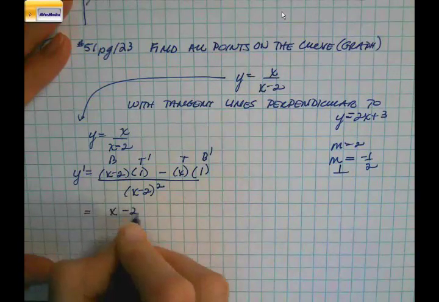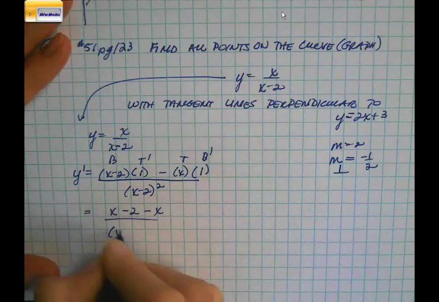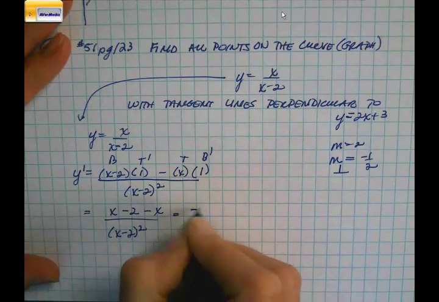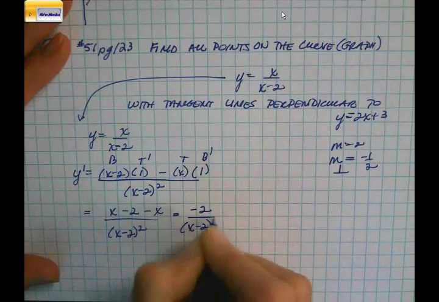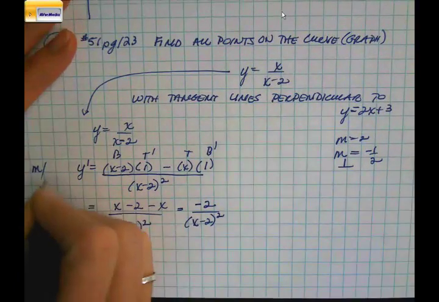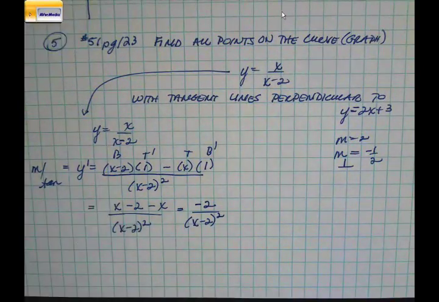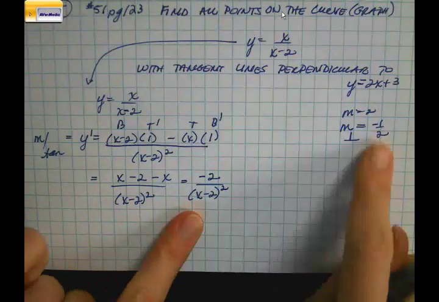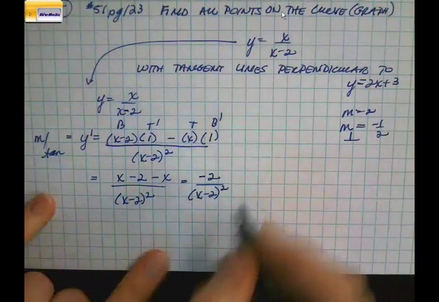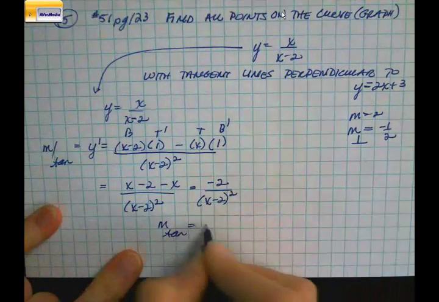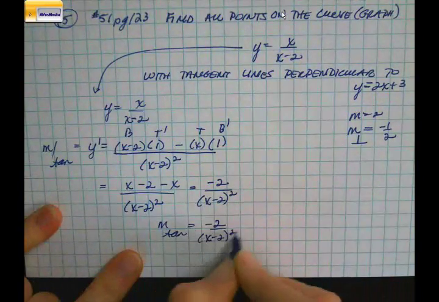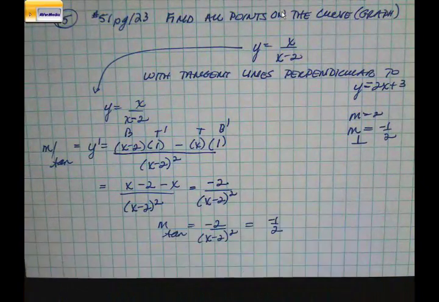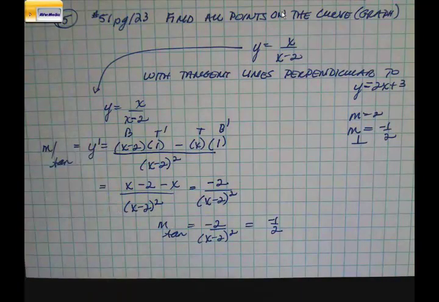So this is x minus 2 minus x over x minus 2 squared, which is just negative 2 over x minus 2 squared. That is the slope of the tangent line anywhere on the original curve. Give me an x value, and I'll tell you the slope of the tangent line at that x value. So we want this slope of our tangent line to equal negative 1/2. So we're going to take the slope of the tangent line, negative 2 over x minus 2 squared, and set it equal to negative 1/2, so it's perpendicular to that crazy 2x plus 3 line. And how do we do this?